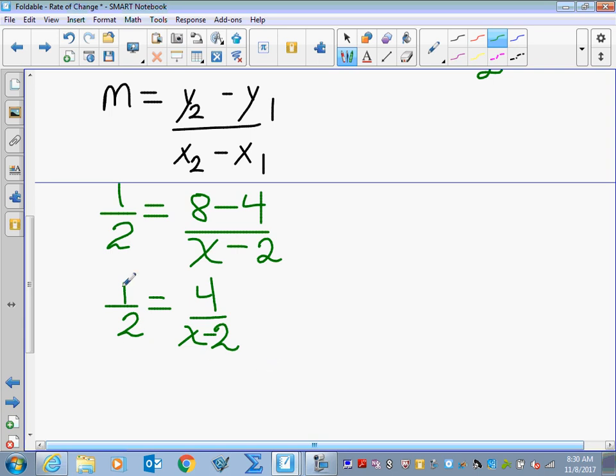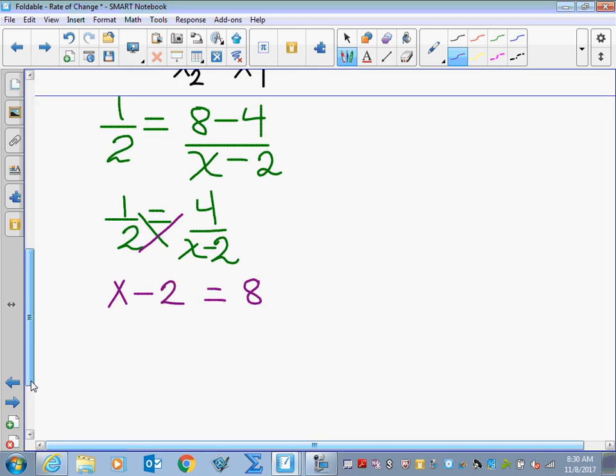Okay, because once you have it set up, it's just a matter then of solving it like you would a proportion. So when I cross this way, everything is being multiplied by 1, so it's not going to change anything. It's just going to be x minus 2. Okay, that's like the identity property. You get the identical thing. I cross the other way. 4 times 2 is 8. Add 2, and I have x is 10.